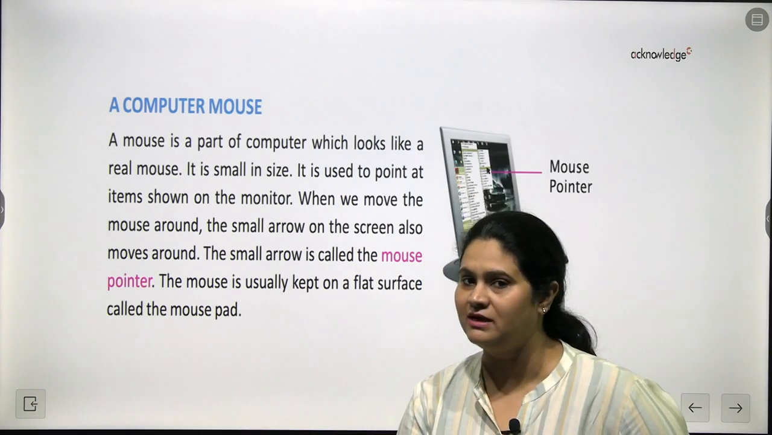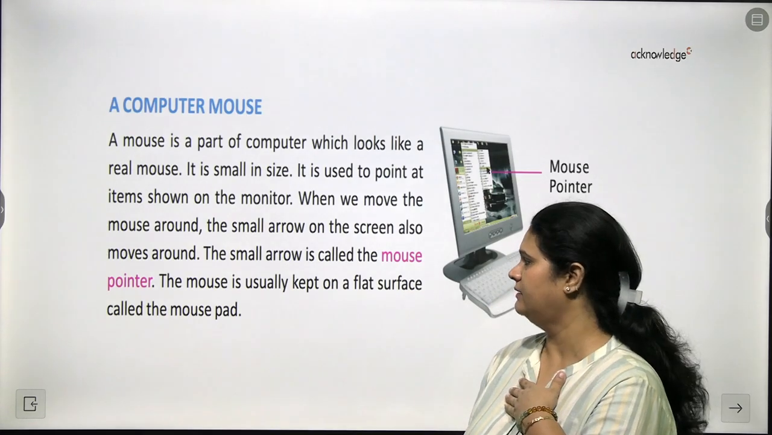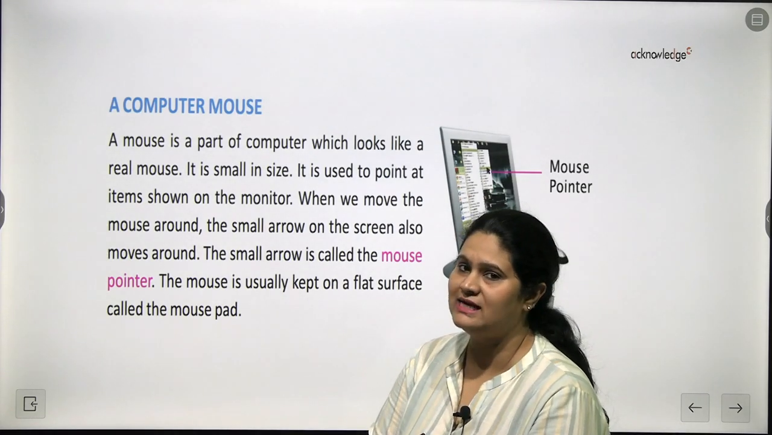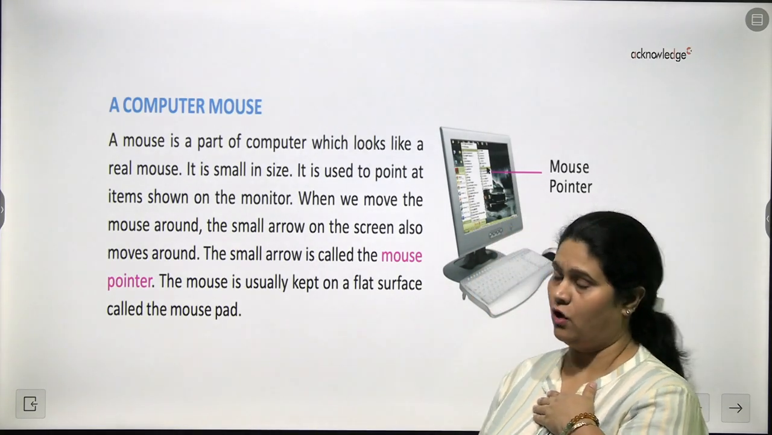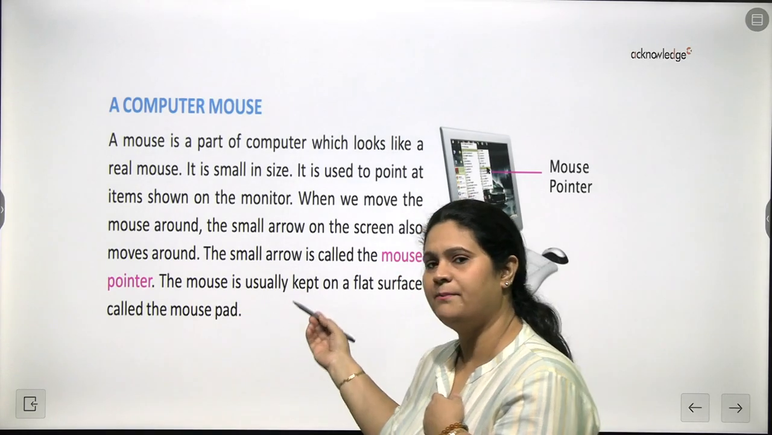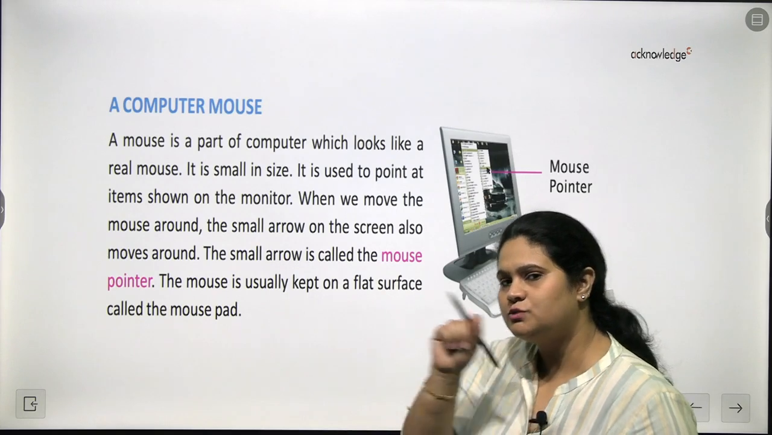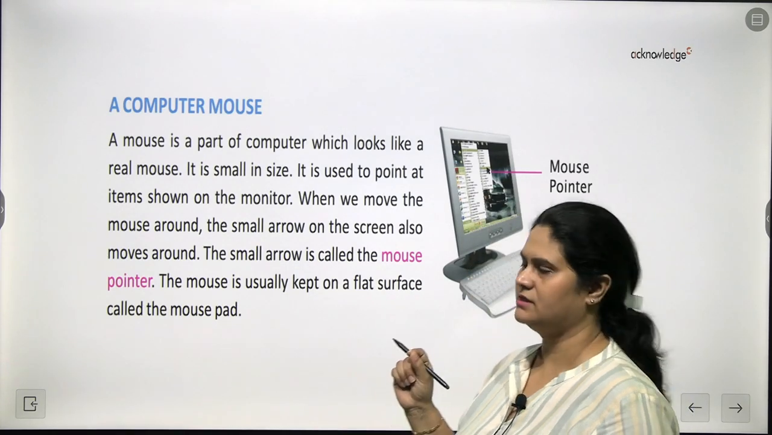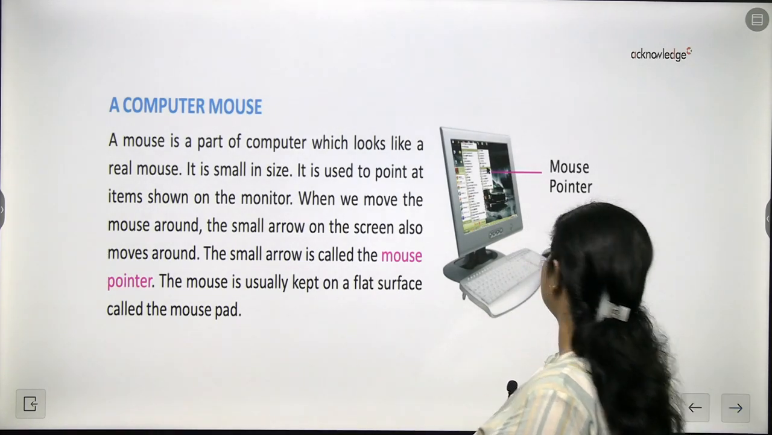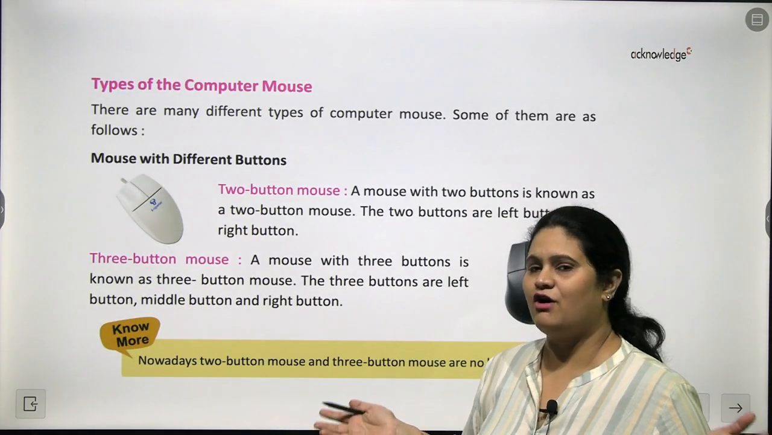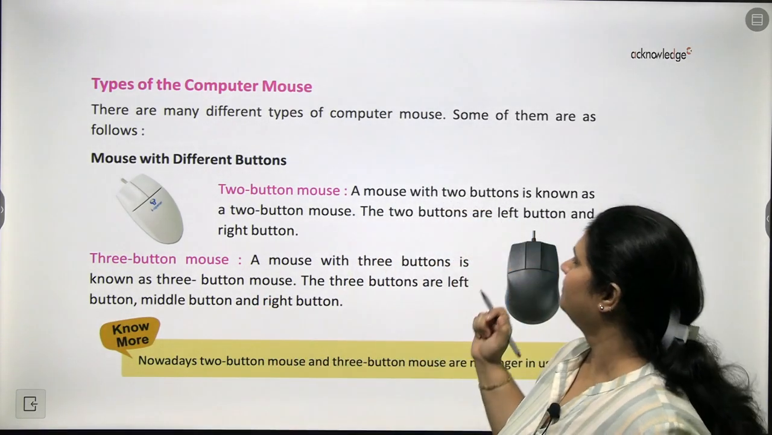You must remember, children, the mouse should always be placed on a flat surface or the mouse pad as we call it, right? So it helps in the smooth movement of your mouse, correct? Is the computer mouse clear? Now these mouses also are of many different types. Let's talk about some of them, right?